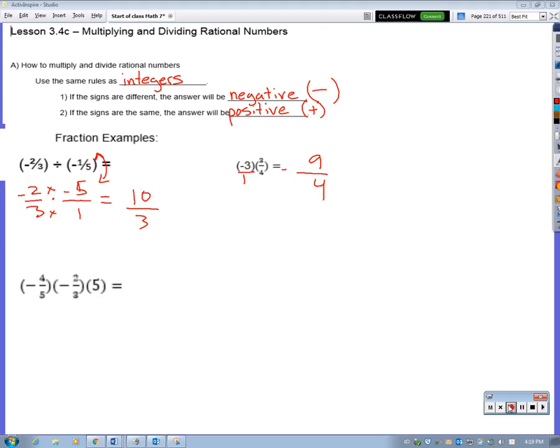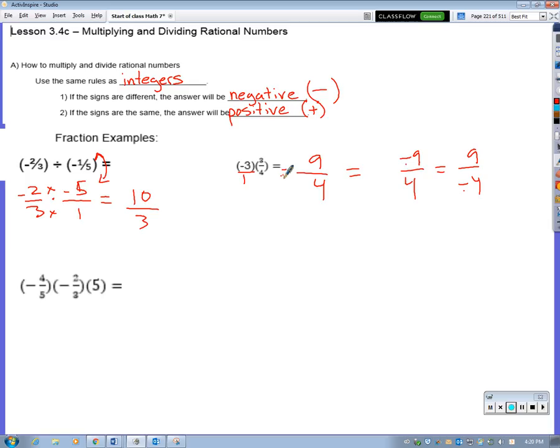Now, it doesn't really matter where you stick the negative sign. I could have stuck it on top with the 3. I could stick it up out front. I could stick it down bottom with the 1 and the 4. It doesn't matter. Negative 9/4 is the same as 9/-4. It all works out the exact same, whether you put it in front, on top, or the bottom. It's all the same thing.